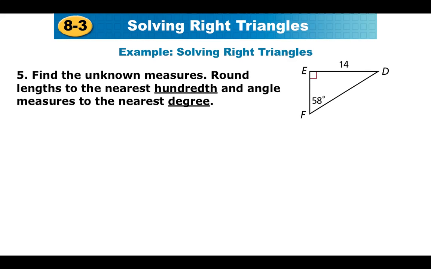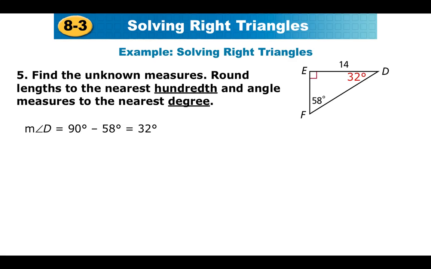And again, another example. I'm going to guide you through this one as well. It says same directions as number 4. You want to round a length to the hundredths and a degree to the nearest degree. So the first thing we're going to do is find the measurement of angle D. Since you know that F and D are complementary, you know that we can get 32 by performing the operation that you see there.